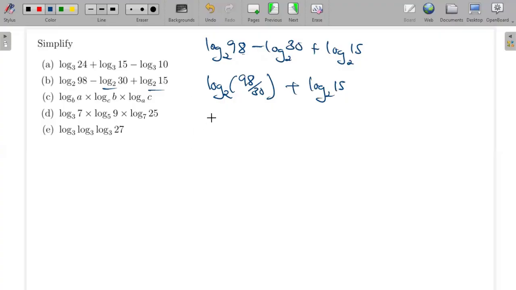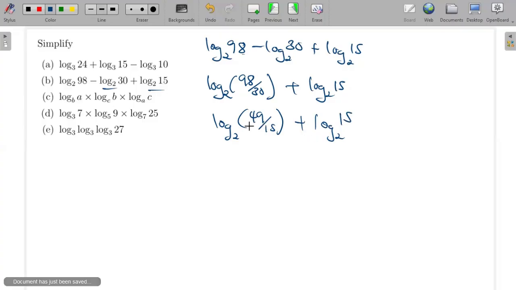This just simplifies to log base 2. If I divide by 2, 98 divided by 2, I get 49. So that will give me 49. And then down there, divide by 2, I get 15. So this is what I get, plus the log base 2 of 15. Now, since it's addition here, I can simplify by multiplying.